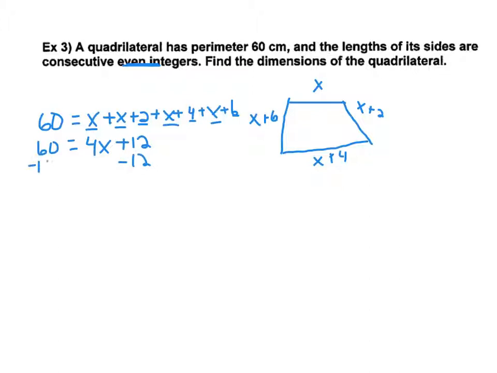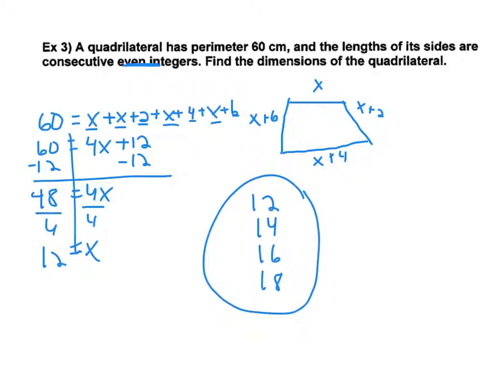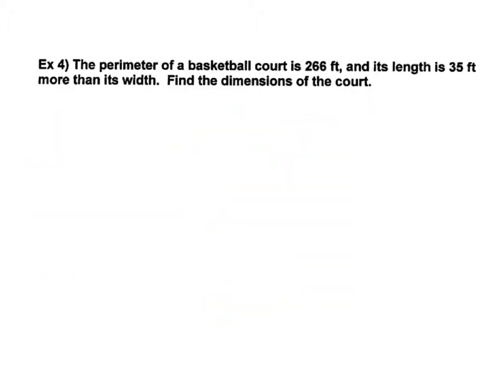Subtract the 12 from both sides, and I end up with 48 equals 4x. That means if I divide by 4 that x is 12. So the first side is 12. Then you add 2 to that and you get 14, and then 16, and then 18. So we have consecutive even integers, and the units are centimeters. All right, 2 more problems.